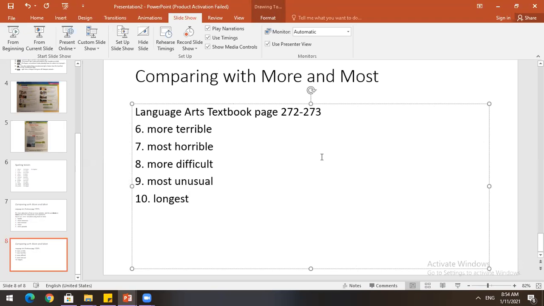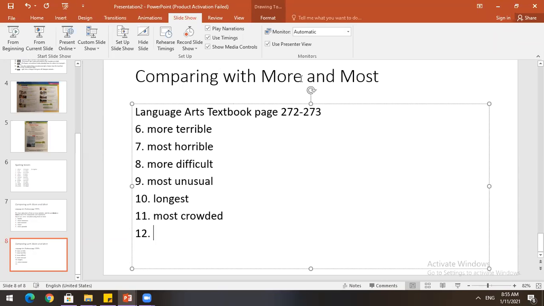Next, tell me the correct form of the adjective. Let's see, Yusuf, number 11. Okay, Shlok, number 11. Tokyo is the most crowded city in the world. Excellent. The most crowded city in the world. Thank you.